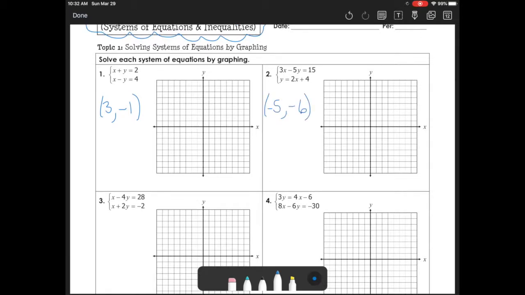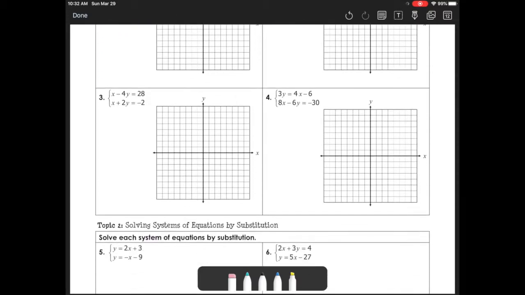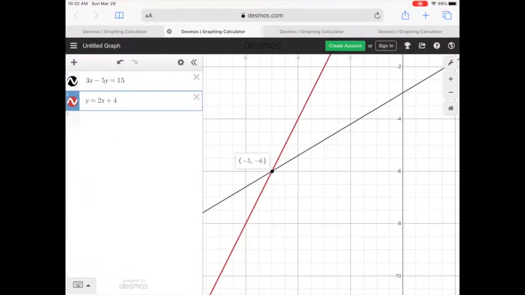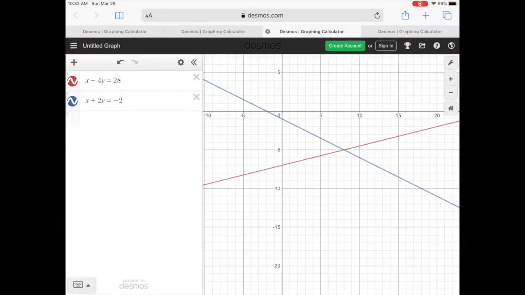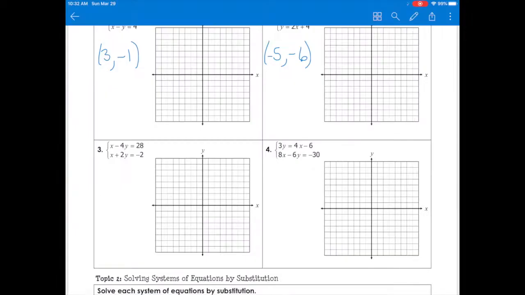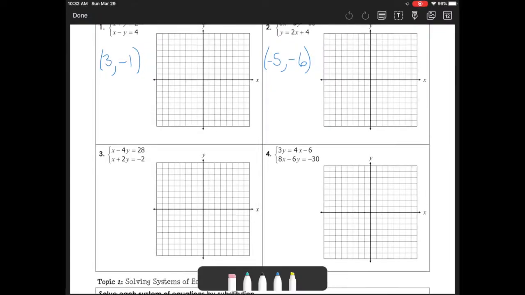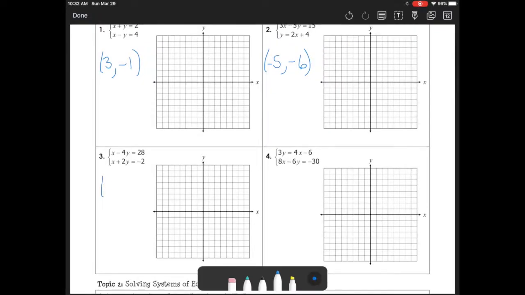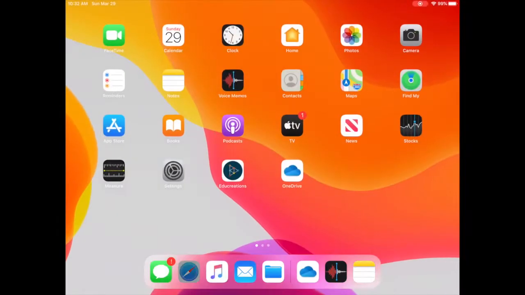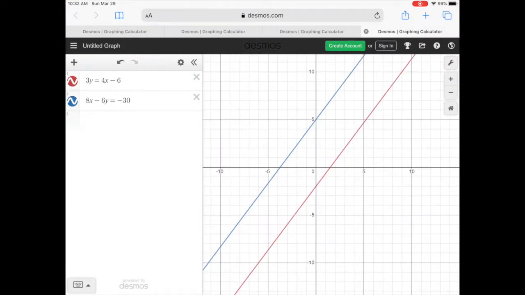For number 3, I've got intersecting lines again. If I click on the intersection point, I see that the point is 8, negative 5. So my solution is 8, negative 5. And for the fourth one, when I put in those equations, I see a pair of parallel lines. And remember, if parallel lines do not intersect, that means there is no x in common and no y in common, which means we have a situation of no solution.